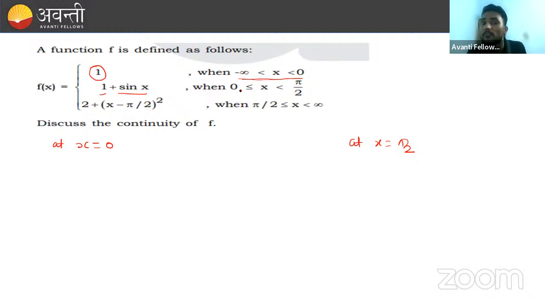So there is no need to check between 0 and pi by 2, it will always be continuous. This function is also a polynomial function, a quadratic, so it is also continuous. Just where the function changes, you have to check.